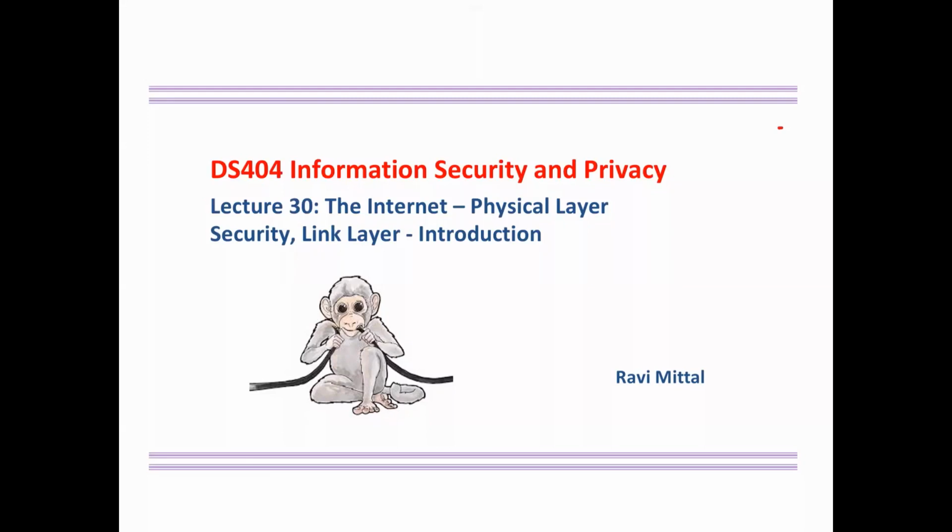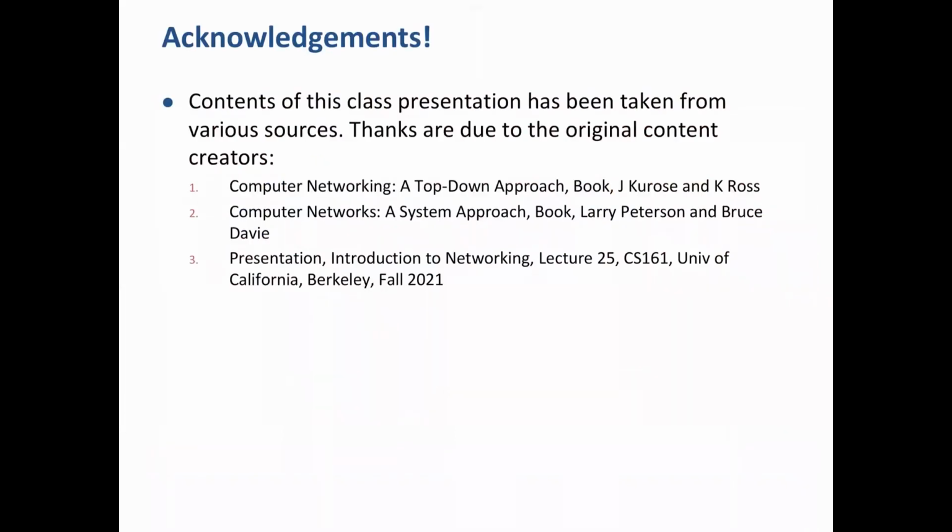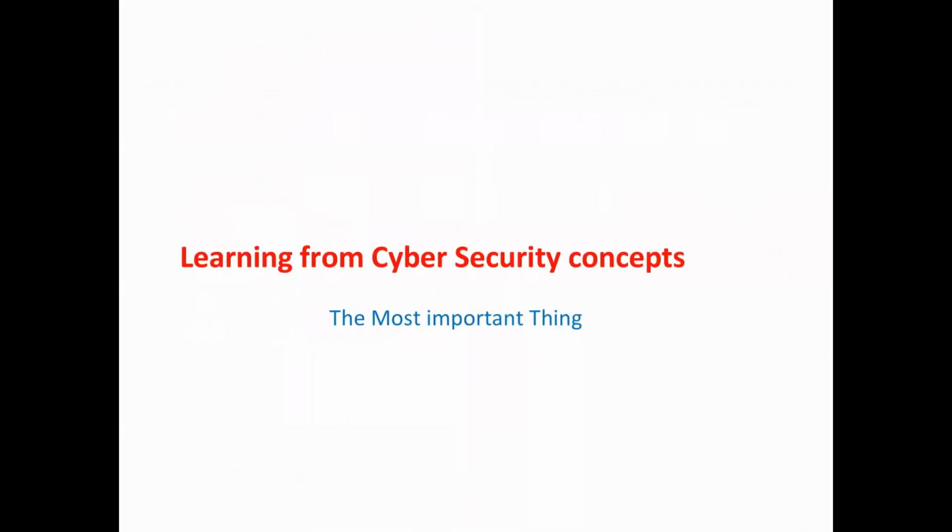Okay, so today we'll take up the topic of physical layer. We'll look at what kind of security we need, and then, if time permits, we'll look at link layer or layer 2. Physical layer is called layer 1, and layer 2 is data link layer or link layer. So these are the topics we'll cover.